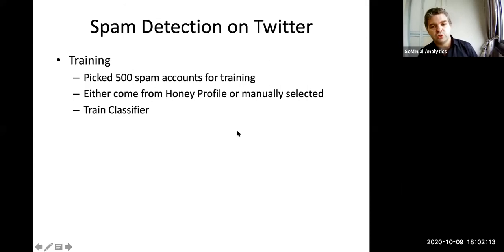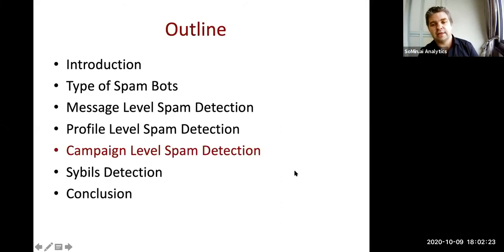Or they can just manually choose them, or they can just collect those profiles that have been reported by other Twitter users by @spam user mention to the trend classifier, and they can run the spam detection algorithms. So now we're going to talk about campaign level spam detection, and let's have a 2 minute break before that.